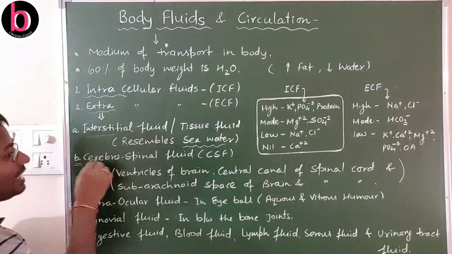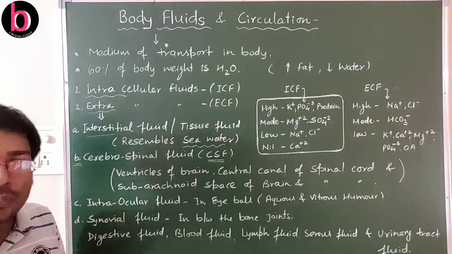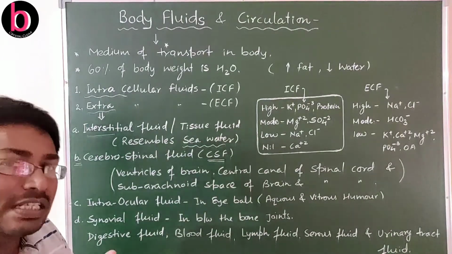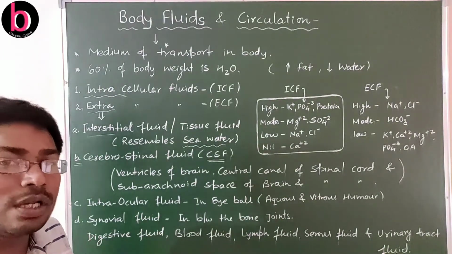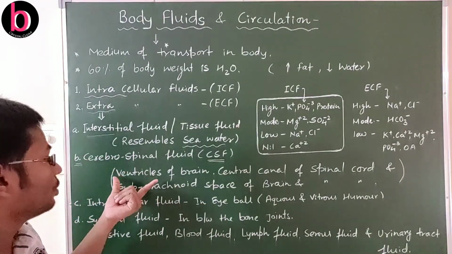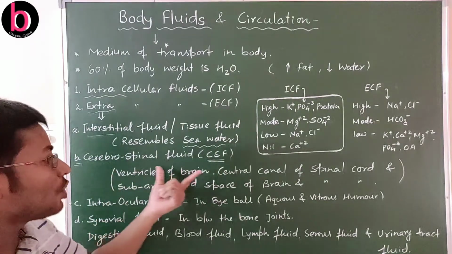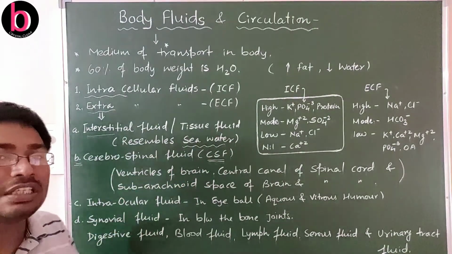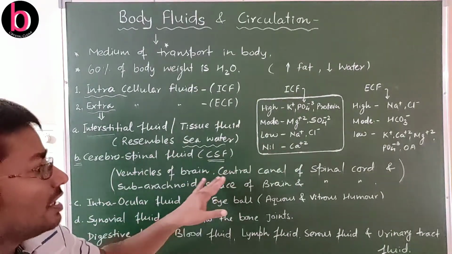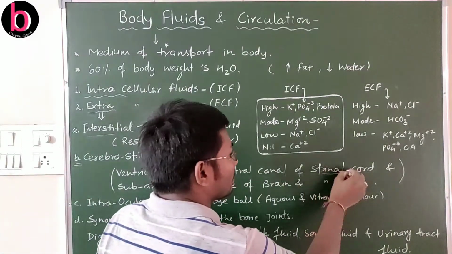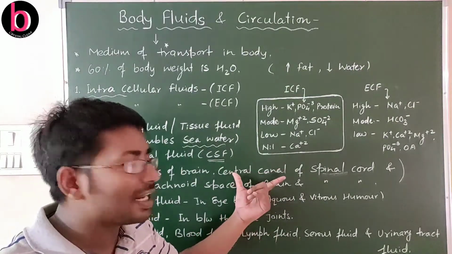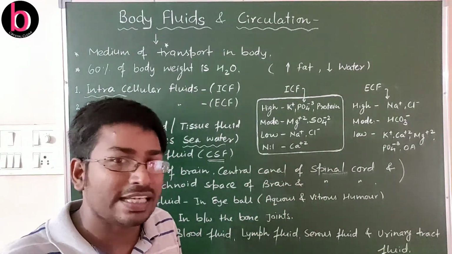The second one is CSF, cerebrospinal fluid. This fluid is very important. Further information is again given in the chapter on neural control and coordination. Where is this CSF filled? The first site is the ventricles of the brain. What are ventricles? These are the cavities inside the brain that are known as ventricles. Next, the central canal of the spinal cord. Inside the spinal cord there is a hollow cavity known as the central canal. This is also filled by CSF.